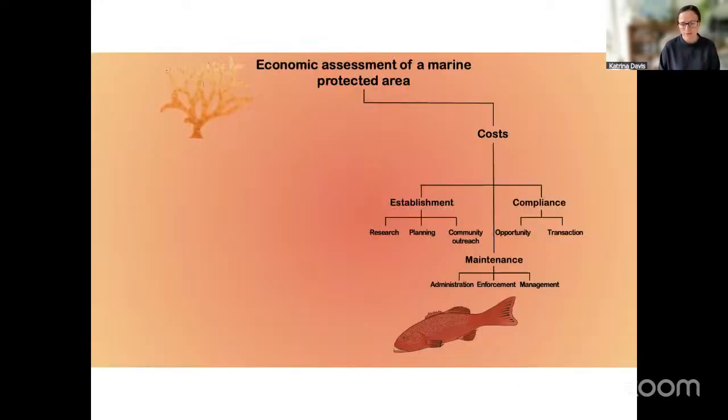So the final costs that I'll speak about are these compliance costs. Again, we've got these really strong opportunity costs with complying with marine protected areas, because we're losing fishing income, because we're not mining, because we haven't got aquaculture, because we haven't got tourism activity. And then a lesser well-known but highly topical area of costs in economics research are transaction costs.